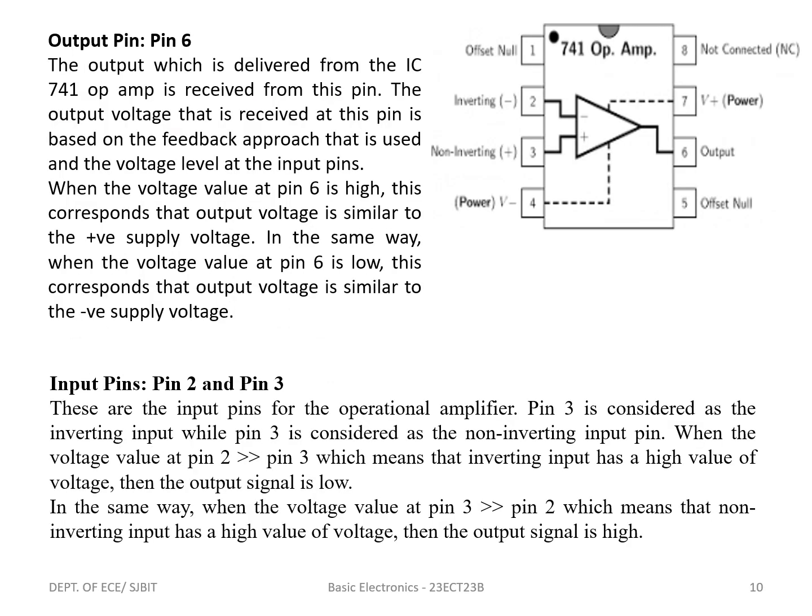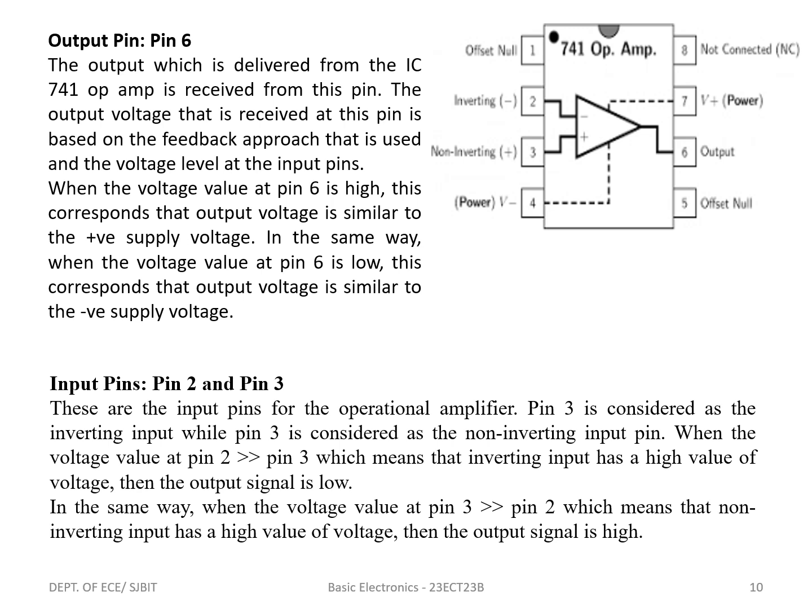Output pin is pin number 6. The output which is delivered from the IC 741 op-amp is received from this pin. The output voltage that is received at this pin is based on the feedback approach that is used and the voltage level at the input pins.